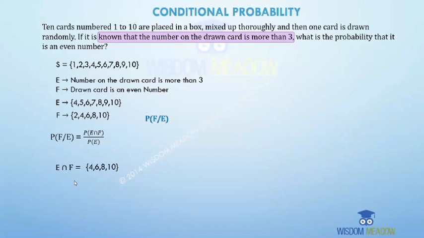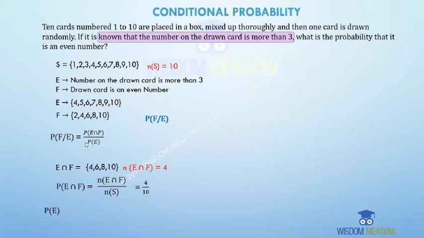Now, I have to find the probability of E intersection F, which is number of favorable outcomes by total number of outcomes. So the number of favorable outcomes over here is 4, and the total number of outcomes is 10, and I get 4 over 10.